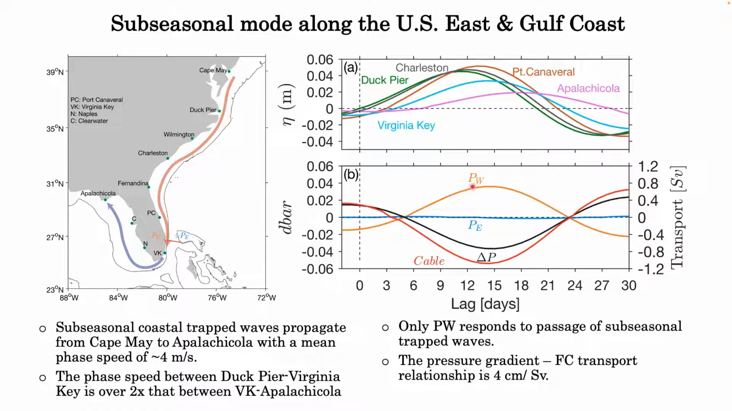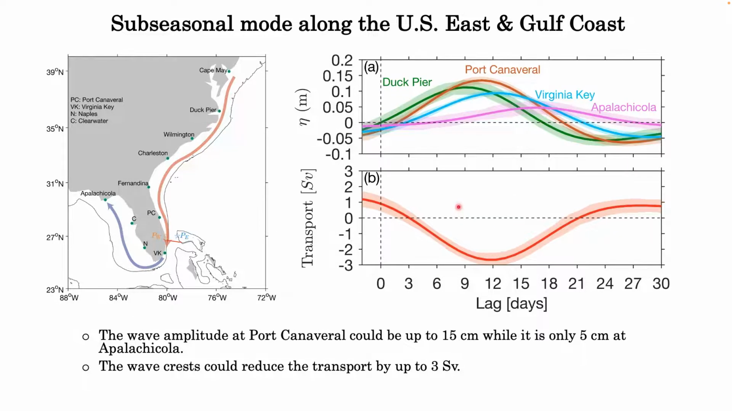Another thing we can identify from this plot is that during the wave passage, only the bottom pressure on the west side of the strait responds to the wave, while the east bottom pressure doesn't show any response. From this plot we can also learn that there's a pressure gradient and FC transport relationship of 4 centimeters per 1 Sverdrup drop. So for every 4 centimeter pressure difference between those two pressure sensors would correspond with 1 Sverdrup change in the FC transport.